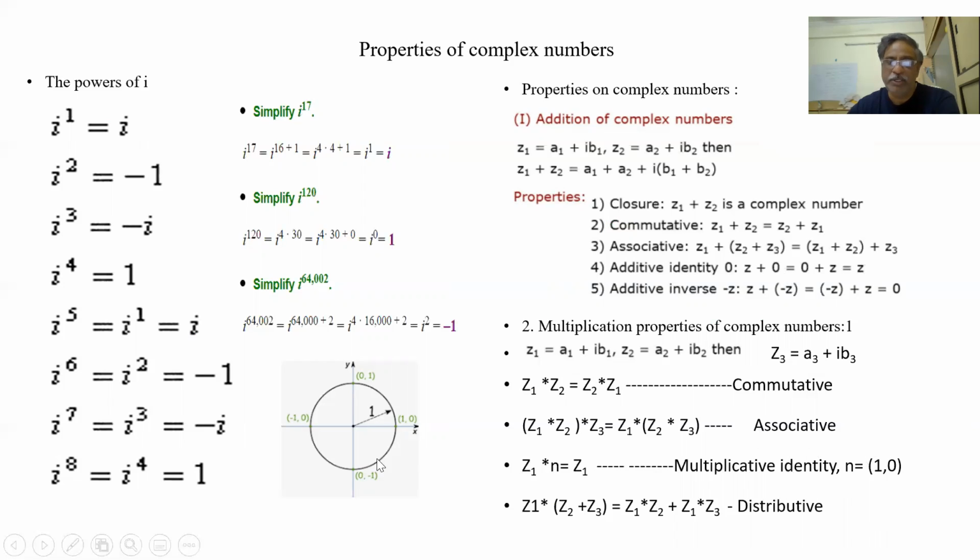What does 1, 0 mean? This point is the multiplicative identity for every complex number. This is again distributive, Z1 into Z2 plus Z3. Like a linear equation, all these properties are applicable here also.